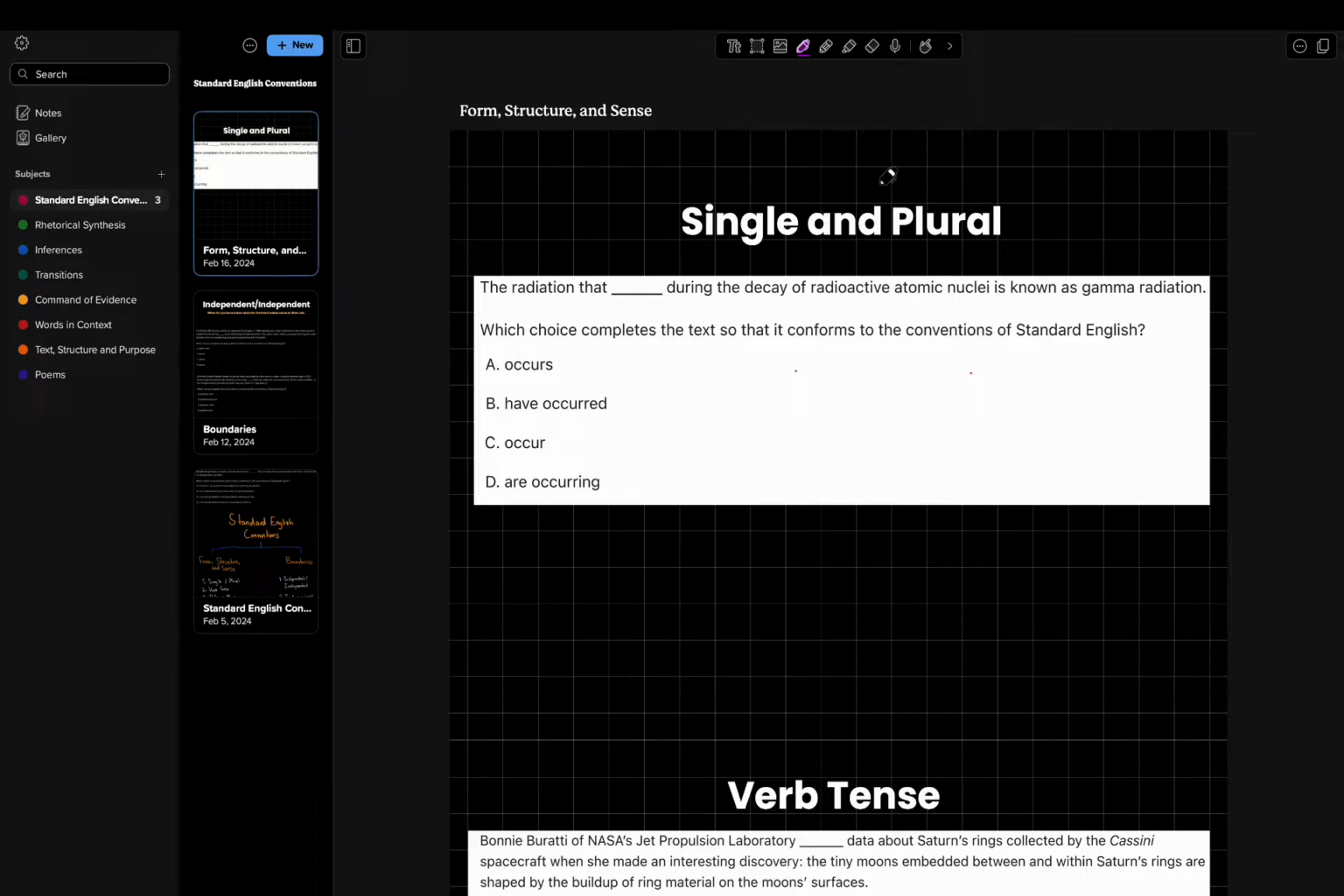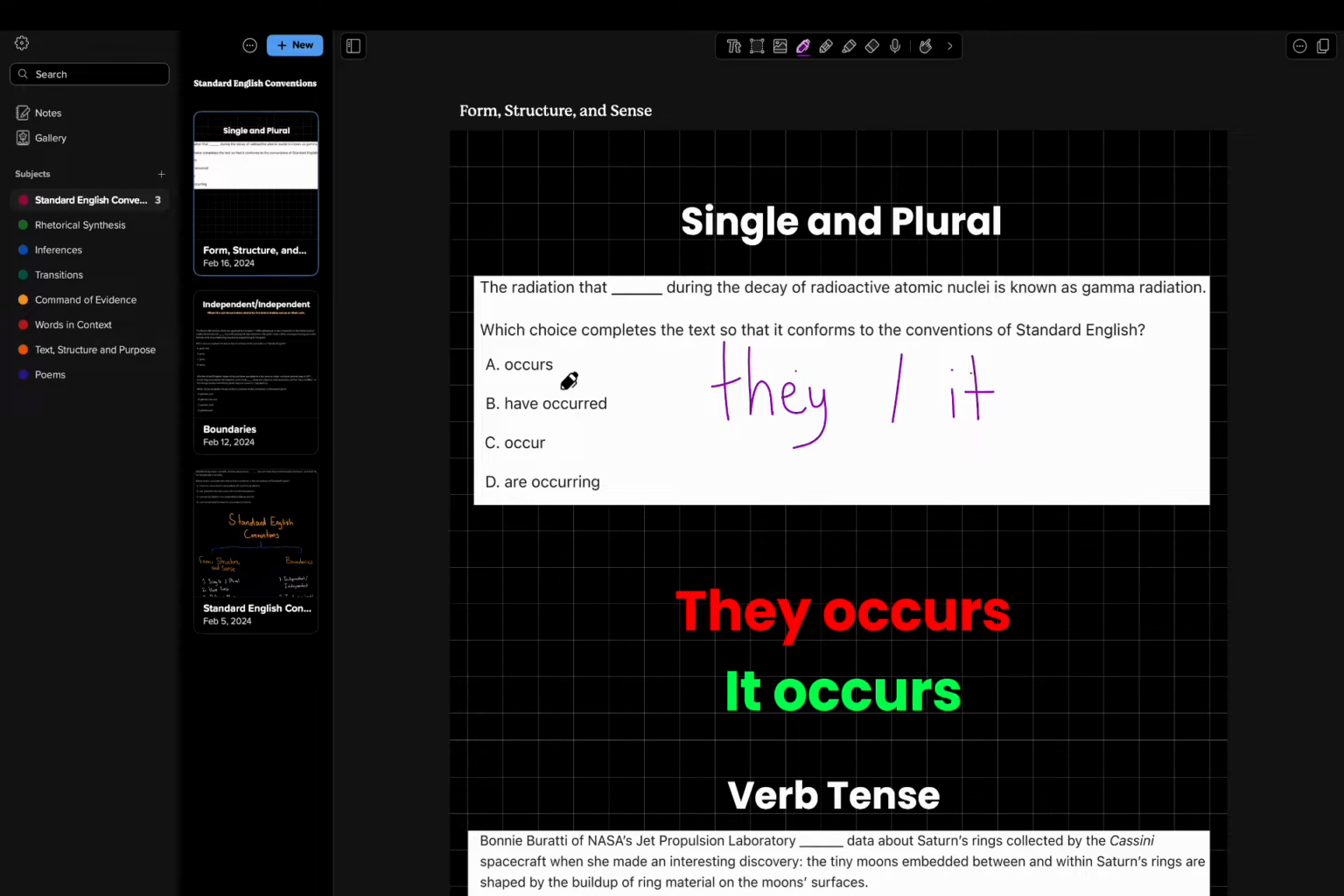The way I find out if one of them is single or plural is I use the they/it test. So let's look at an example. For choice A, it says occurs. Occurs doesn't work with they. You cannot say they occurs, but you can say it occurs. So this means it is singular.